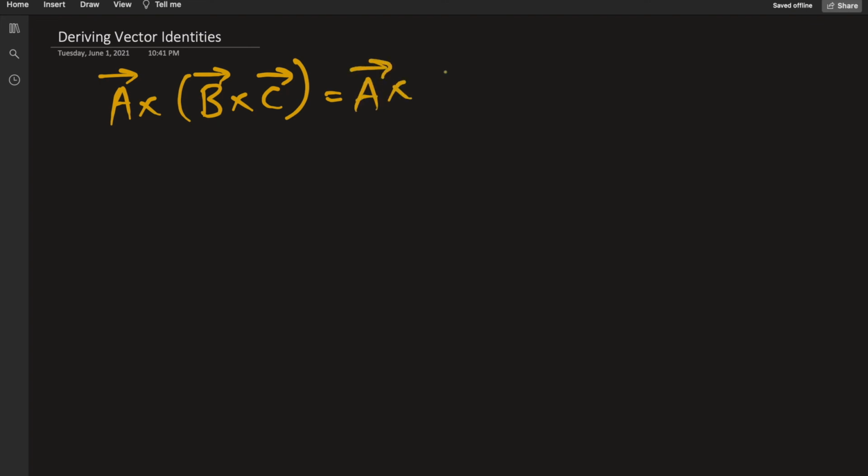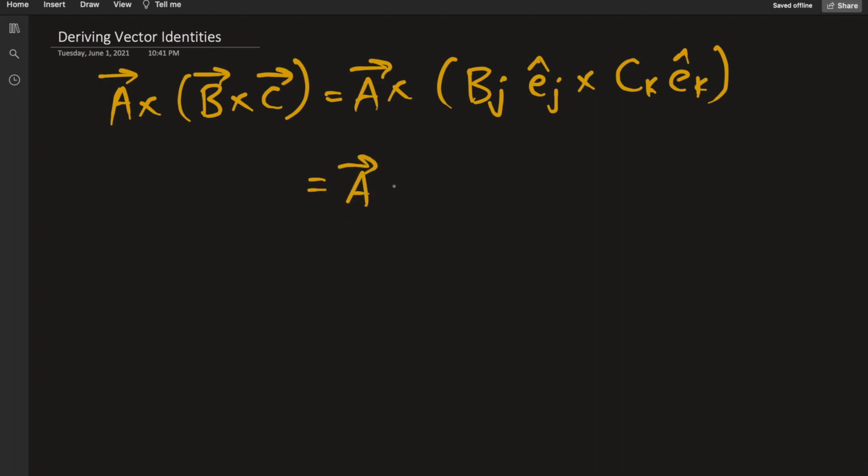So let's expand this using our subscript summation. We have bj e sub j hat crossed with ck e sub k hat. Since those components are scalars, bj, ck come out. ej hat crossed with ek hat will give you Levi-Civita. Take both of those indices, j, k, introduce a new one, l, and introduce a new basis vector, because the result of a cross product is a vector.